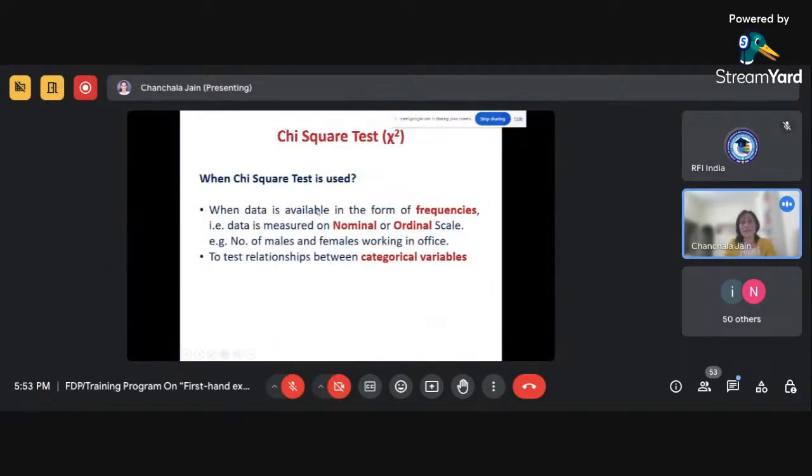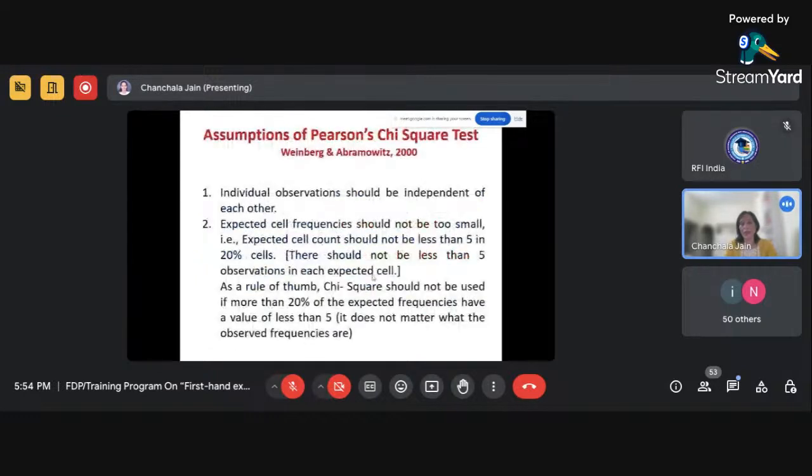The next slide is about the chi-square independence of attributes test. Here you need to have a nominal or ordinal variable, meaning your variable should be measured on a nominal or ordinal scale, and you need to have their frequencies. This way you can find the relationship, that is the association, between two categorical variables using the chi-square independence of attributes. Now, talking about the assumptions of the Pearson chi-square test.